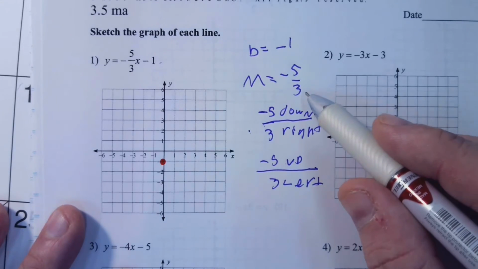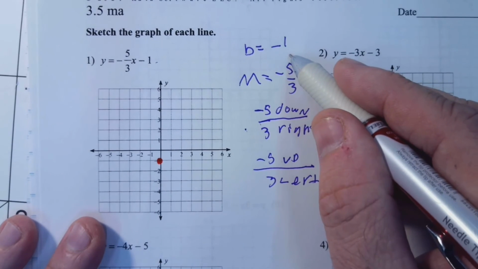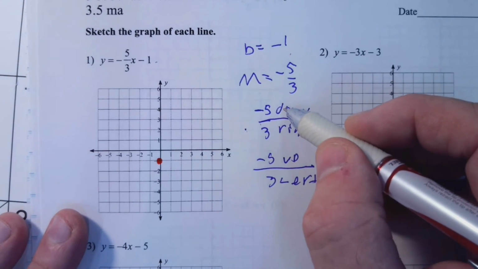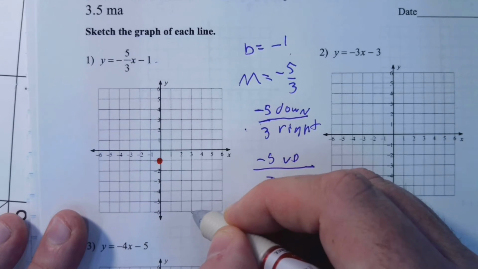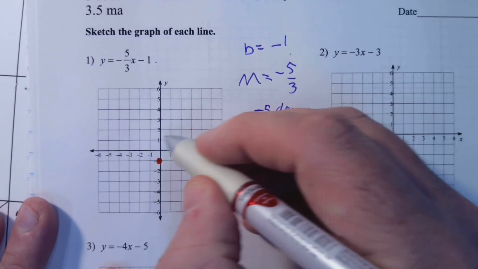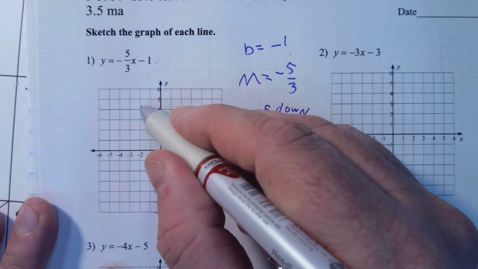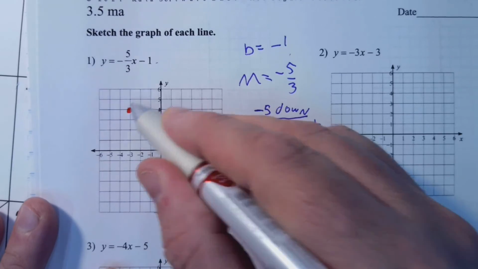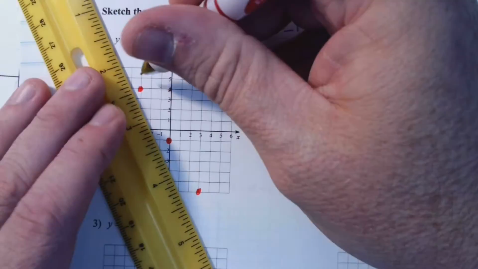All right, so let's look at that. That's where I begin. And then I'm going to do 5 down, 3 right. And then I'm going to do up 1, 2, 3, 4, 5 and left 3. Okay, it should form a straight line. If it's not a straight line, then we're connecting the dots wrong.